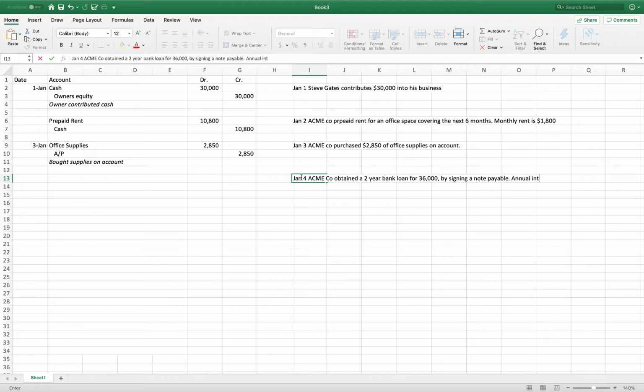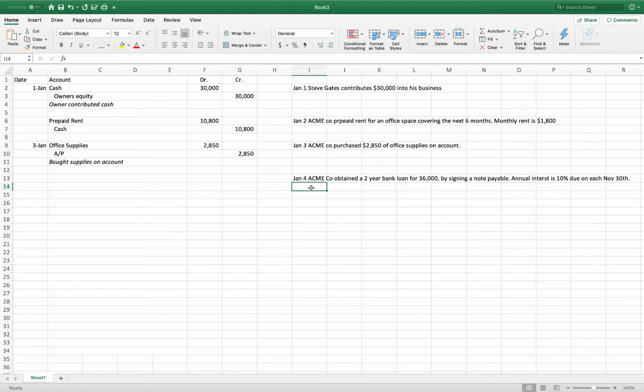Annual interest is 10%, due on each November 30th. Okay? Now, we got a lot going on here, okay? Let's focus in on what we have to do.